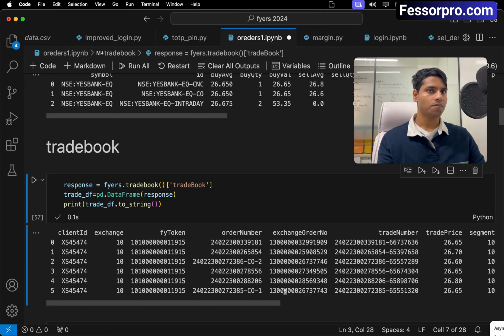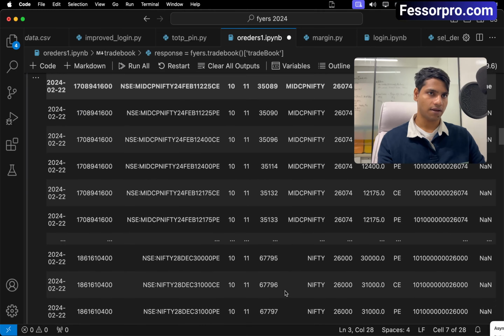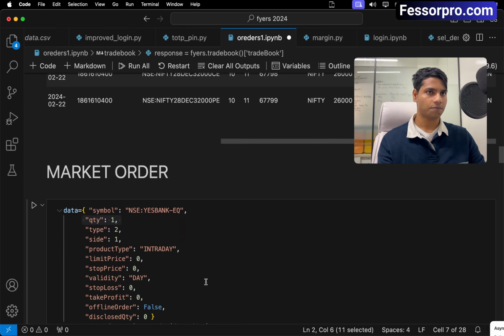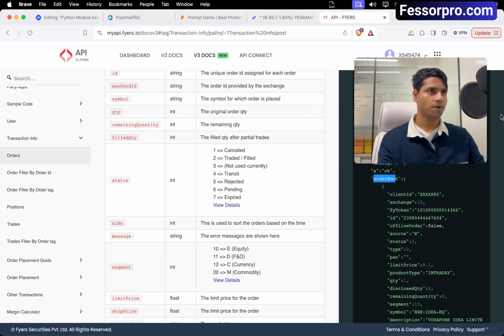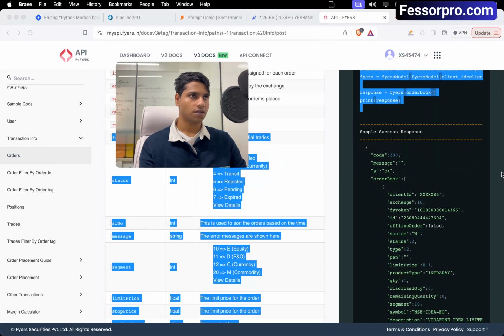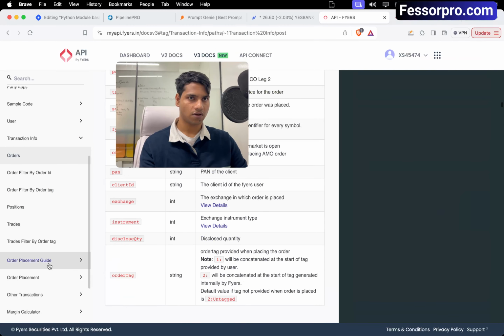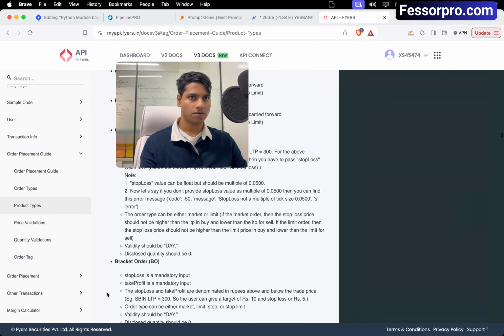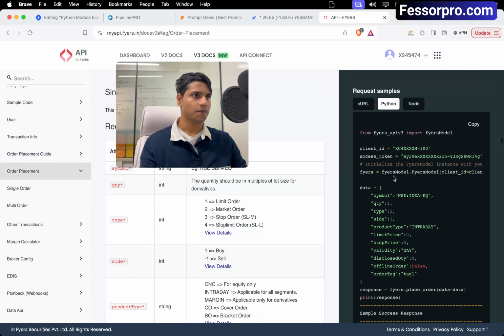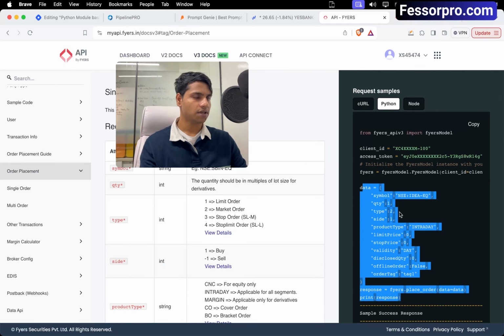Now I want to place the same market order by using the Python API. I have provided you with the sample code, which I have copied from the API documentation. If you scroll down, click on the order placement guide and then order placement. This is the basic code they have given us. They have given a dictionary and are sending this dictionary in the place order function. So you have to specify all the information in this dictionary.